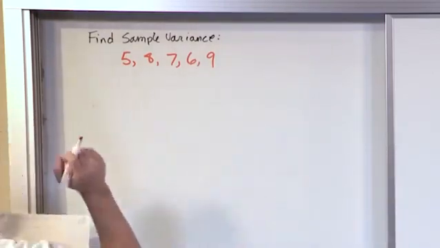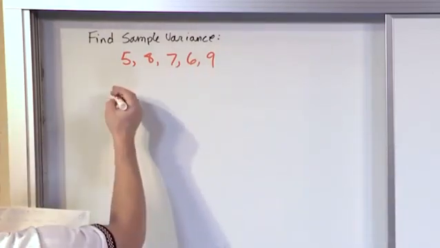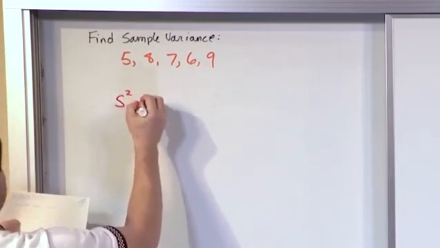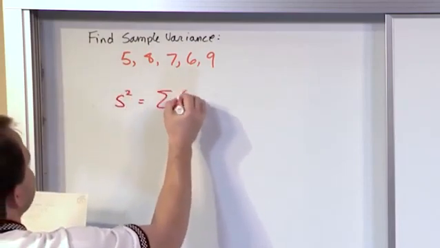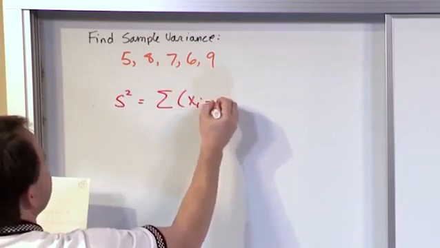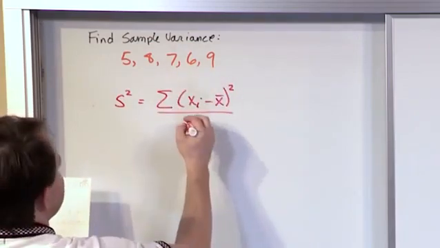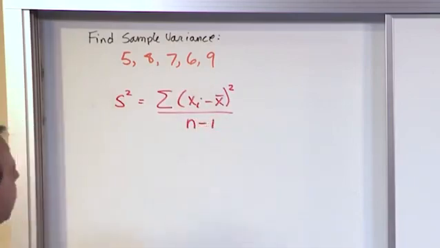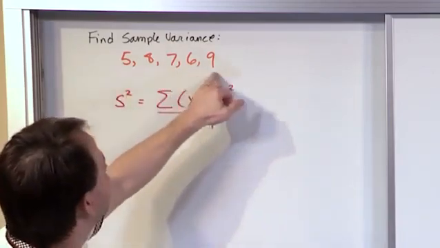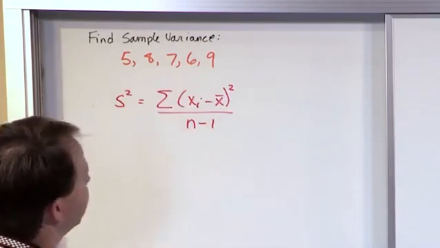Because it's a sample variance, and this is a very small set of samples, what you use is the S squared equation. It's the sum of all of these little deviations about the mean, but we square each one before we do any summing, and then we divide by n minus 1. In this case, n, the number of samples, is 5. So on the bottom we'll have 5 minus 1.